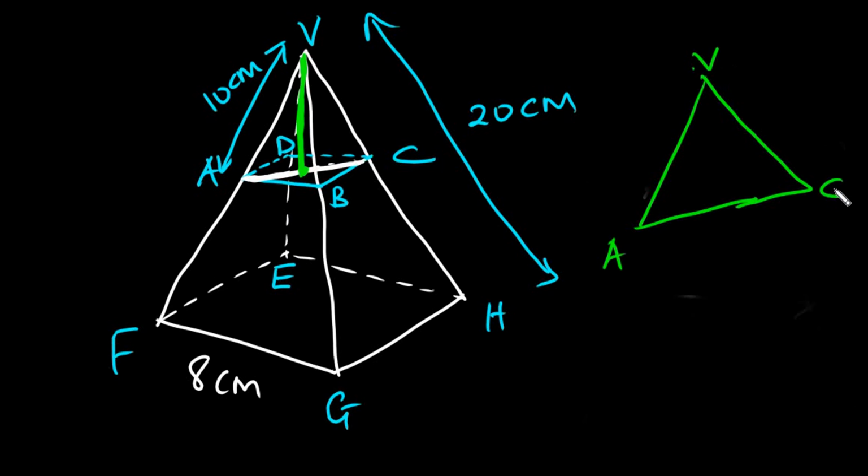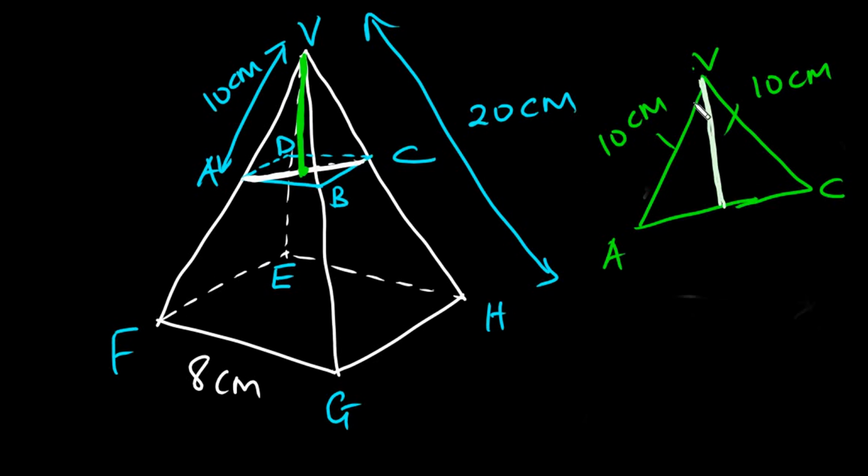So we already know that VC and VA are equal, and each one of them is 10 centimeters. So the perpendicular height, before we go there, the perpendicular height that we are interested in is this one. This is the center point, or the middle point, of this diagonal AC.